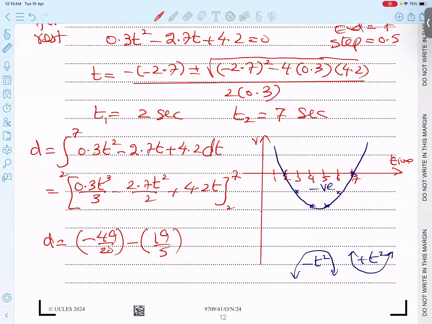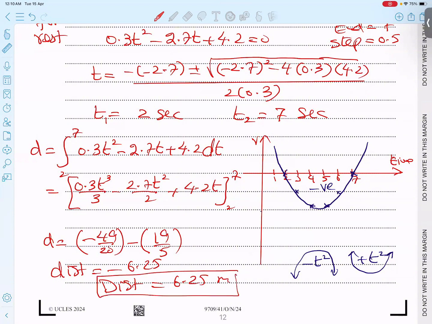When I do this subtraction, negative 49 over 20 minus negative 19 over 5, I get here that the distance turns out to be negative 6.25. The negative we will ignore and the distance is 6.25, while the logic is very clear: below the x-axis, and that is why we got a negative. I hope the point is very clear. Or you can put a negative sign at the beginning, just mentioning that because the curve is below the x-axis, by keeping the negative sign we eliminate the negative and convert it to positive.